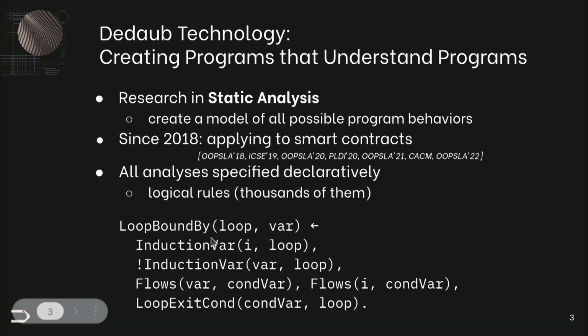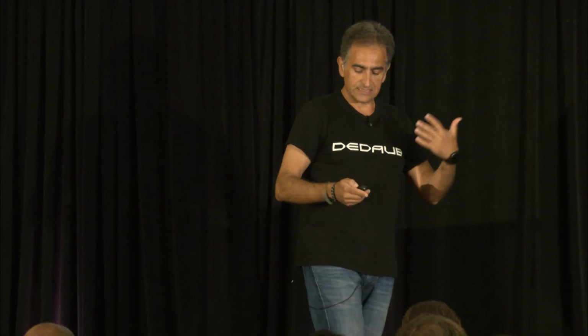To define the concept of loop bound by, we say the loop is bound by that variable if we have certain relations that already hold: we have an induction variable for the loop called I, the variable is not an induction variable, and we have some flow relations. Obviously, all of these are also things that we will define, and we will define them recursively using similar rules. Everything we do can be thought of as mathematical logic, first-order logic with recursion, or equivalently as Datalog. It's a pretty well-founded model.